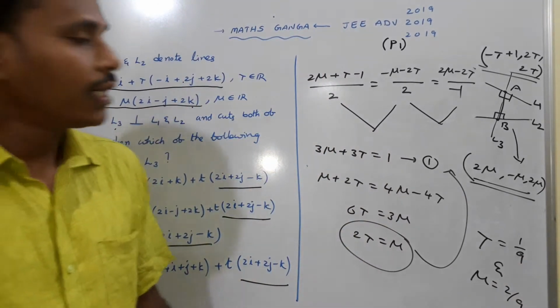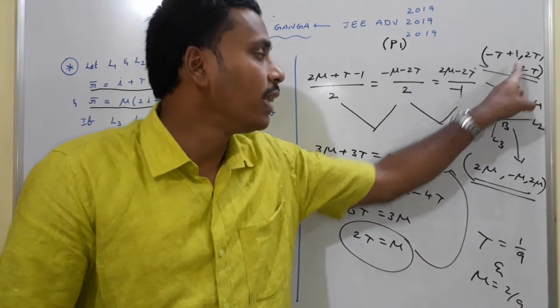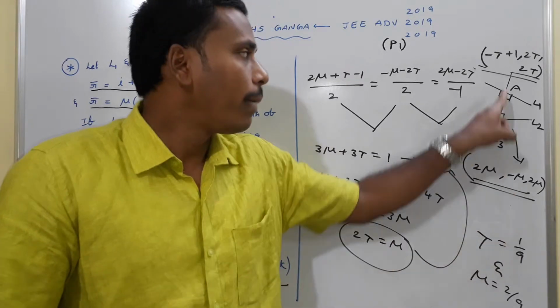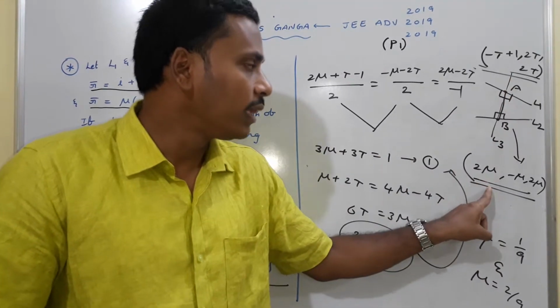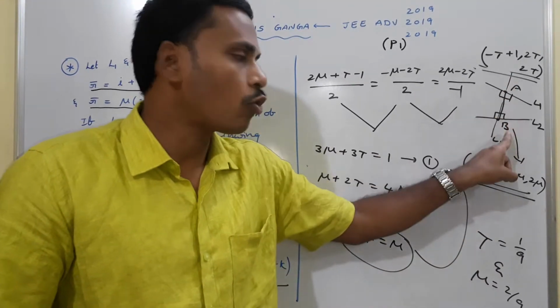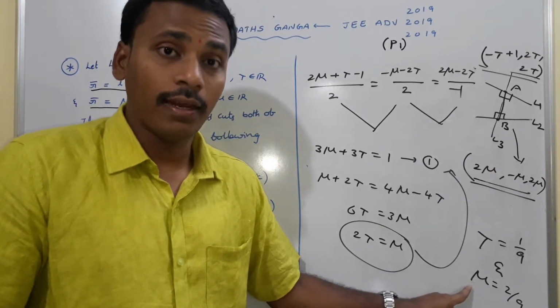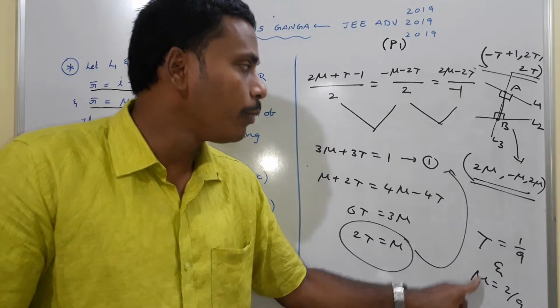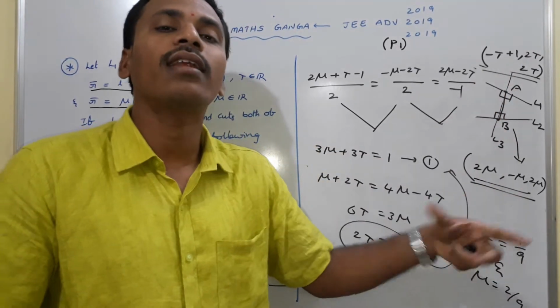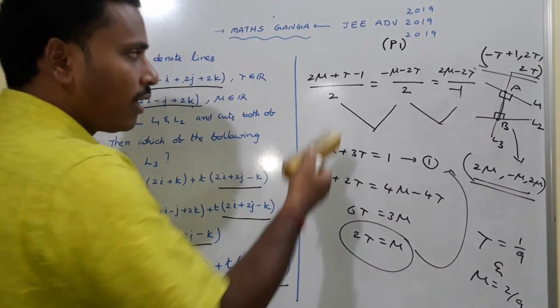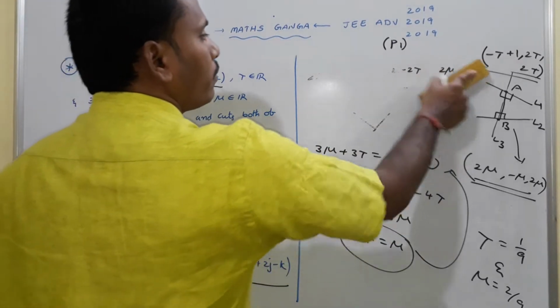These are the arbitrary points on L3, and by comparing the DRs of L3 with the DRs with respect to A and B, I have the values of lambda and mu. Then by replacing this lambda and mu in these points, I have the points on L3. Okay, so the next step I am going to arrange this one.